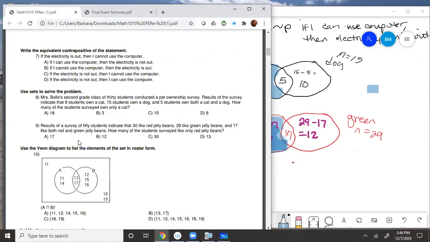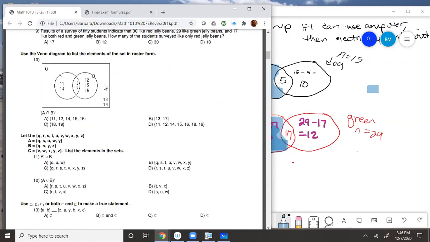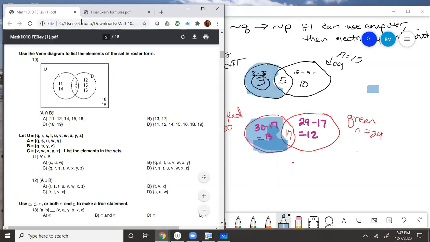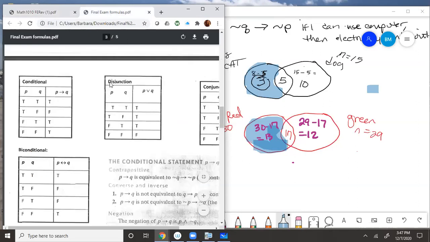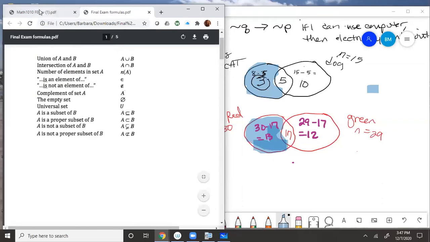All right. And number 10, use the Venn diagram to list the elements of the set in roster form. So roster form is just a list. So what we should probably do is get a list of A, a list of B, okay? Do you know what this means? A with that sign right here? That's intersect. Very good. And you can find that on the handout itself. The intersection of A and B, and that's what they have in common.